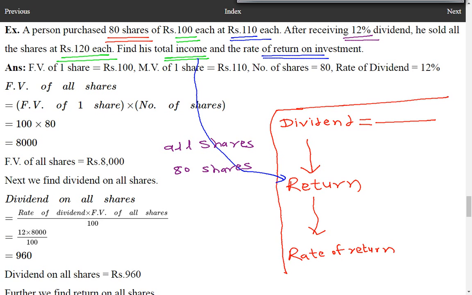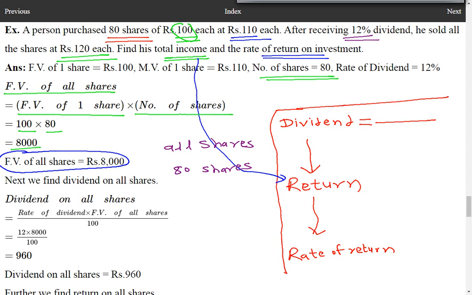So again we'll see dividend. To find dividend we have to find face value of all shares. Face value of all shares is nothing but face value of one share into number of shares. Face value of one share is rupees 100 and number of shares are 80. So total value will be 100 into 80, that is equal to 8,000. This is the first point. Face value of all shares we have found, and it is 8,000.